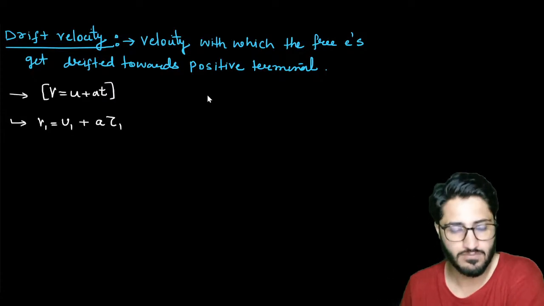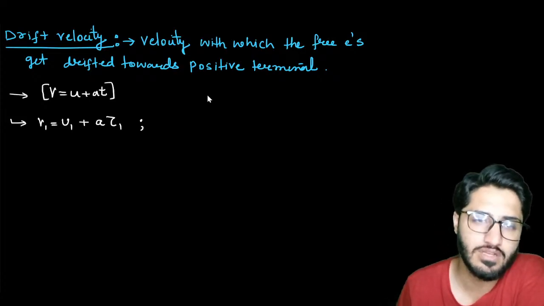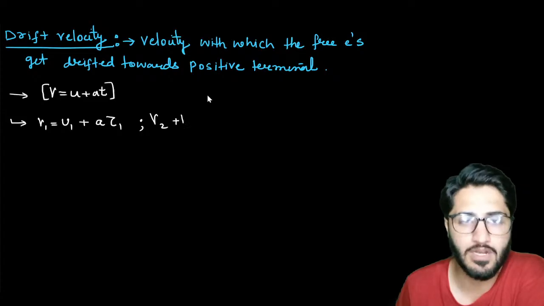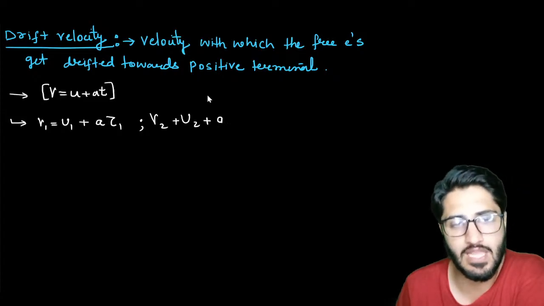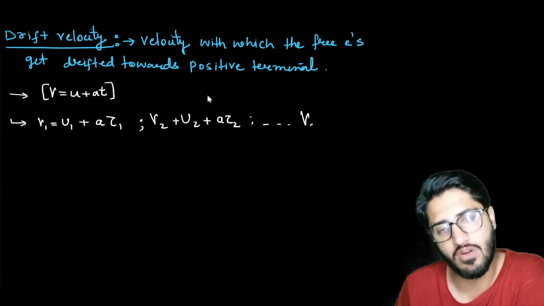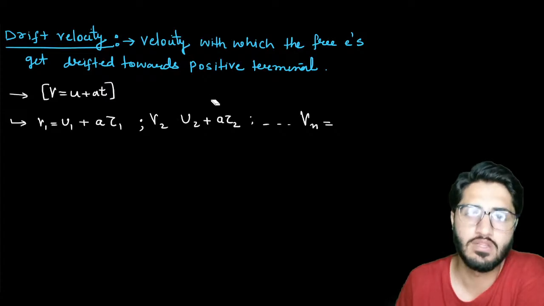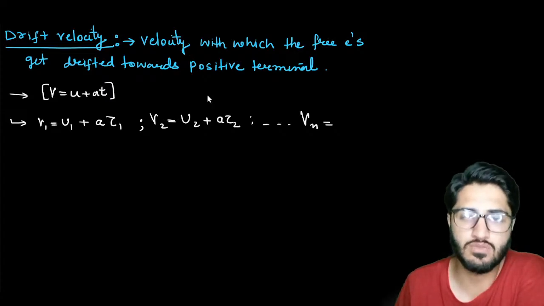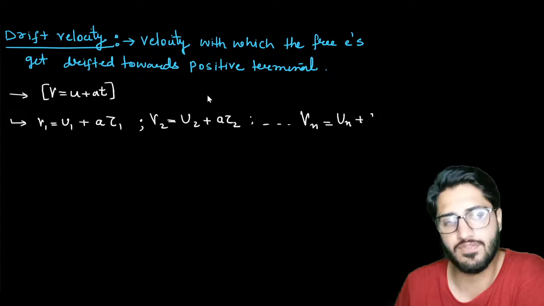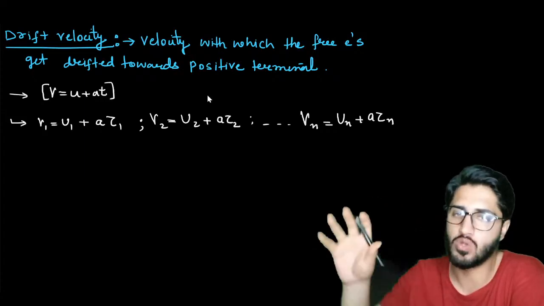Look now. For the first electron, I will write this equation. For the second electron, I will write V2 equals U2 plus A tau 2. For the nth electron, Vn equals Un plus A tau n. Now write the whole thing.